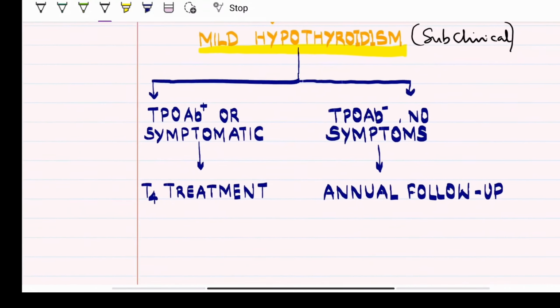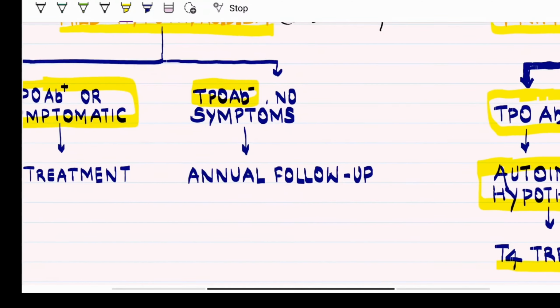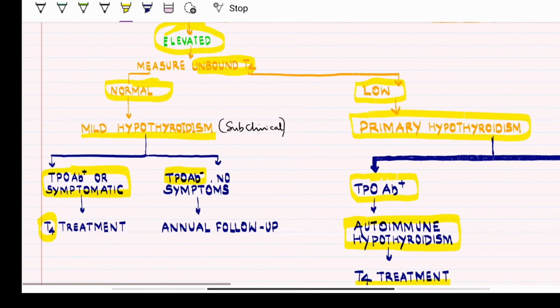Okay, then we should also check here similarly whether the TPO antibody is positive or the patient is symptomatic. We just start with T4 therapy, even though the T4 is not low, because sometimes there may be a slight decrease in T4 in future. That is why we are starting with levothyroxine. If the TPO antibody is negative, we just require an annual follow-up, because even though TSH is elevated, the production of the hormone from the gland is normal.